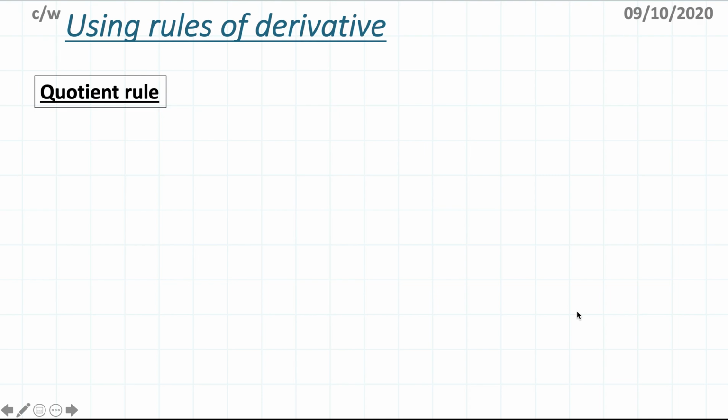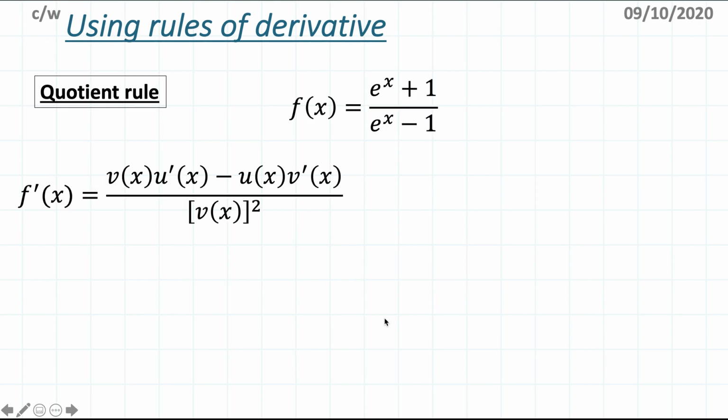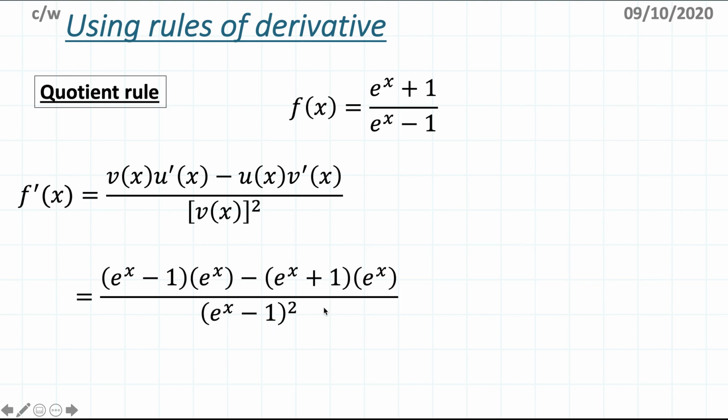The last rule is the quotient rule. So let's say I have this example, and I'm going to use the quotient rule. So what I'm going to do is have the original, so pause the video and see what I'm doing here. The derivative of the numerator is e to the power of x, and the derivative of the denominator is e to the power of x. So just keep that in mind, that's why I have the e to the power of x's here.